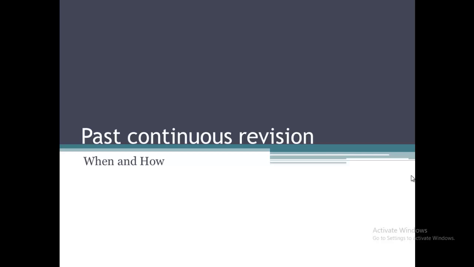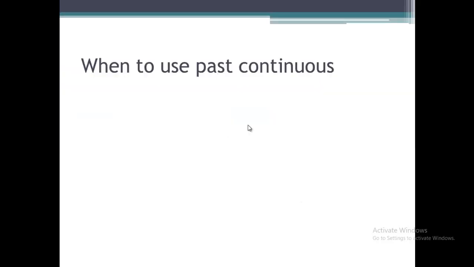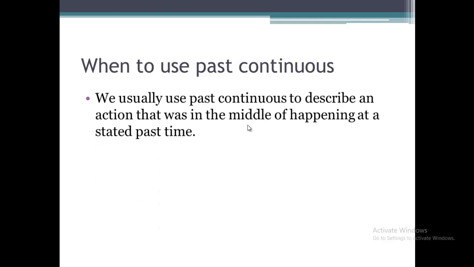Before we start with the passive voice form, let's make a very quick revision for the past continuous tense itself, when and how to use it. Here we go. When to use past continuous. You know that we have already discussed this, and there are 3 uses for past continuous. First one, we usually use past continuous to describe an action that was in the middle of happening at a stated past time.